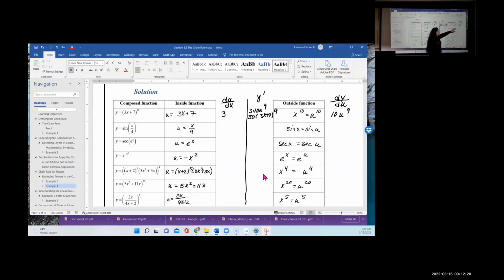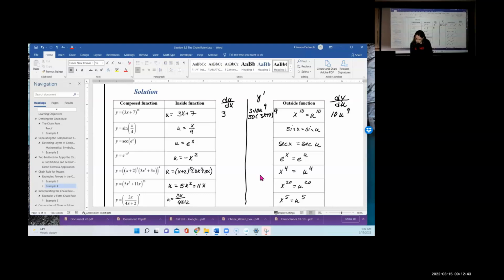All right. So that would be our final derivative. We take the product of the derivative of the outside with the inside plugged back inside of it times the derivative of the inside function. So that gives us 3 times 10u to the 9th. Then we replace the u with the 3x plus 7 again, and that gives us our result.